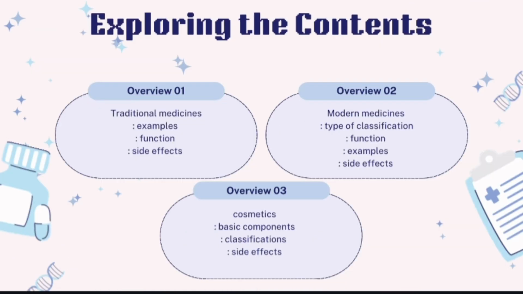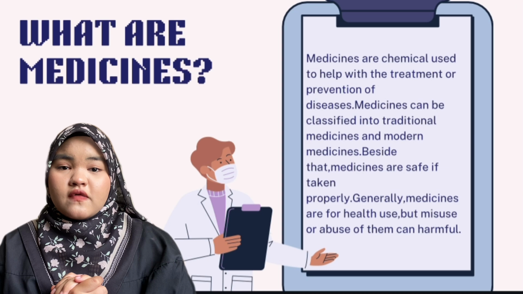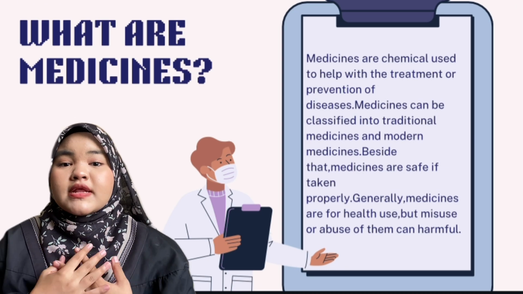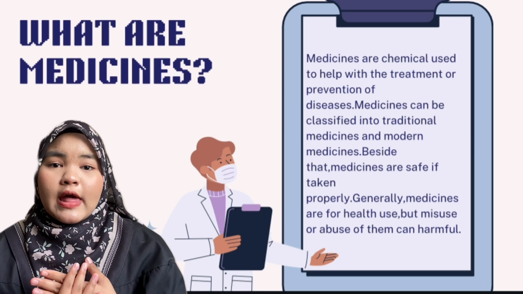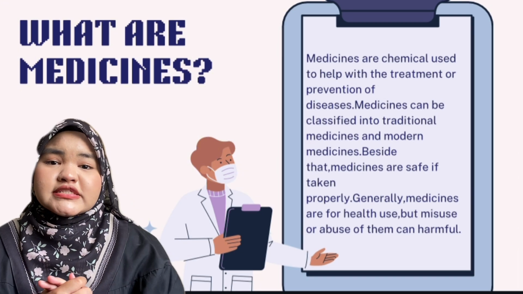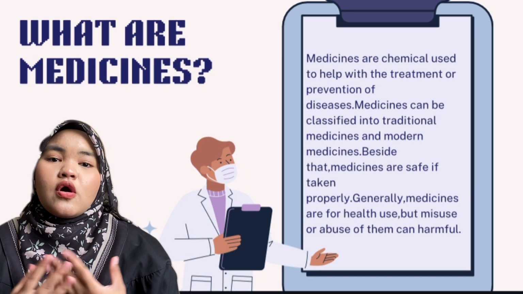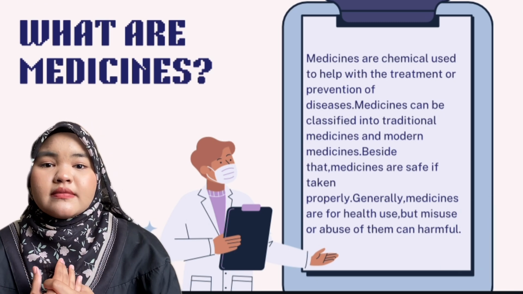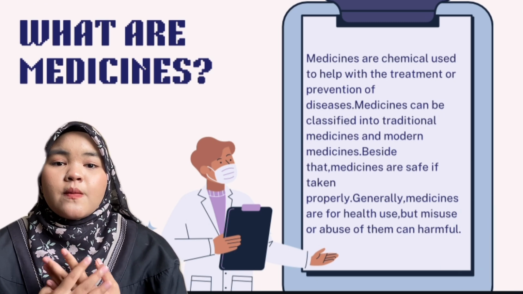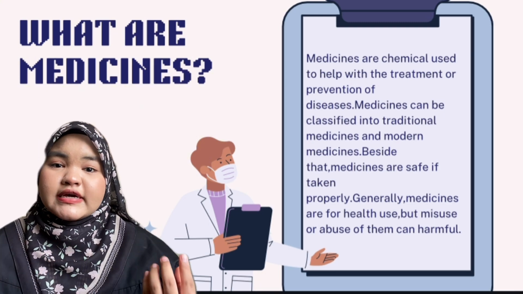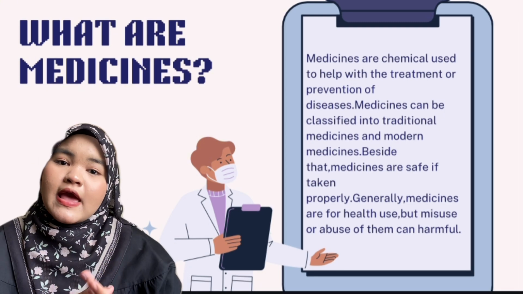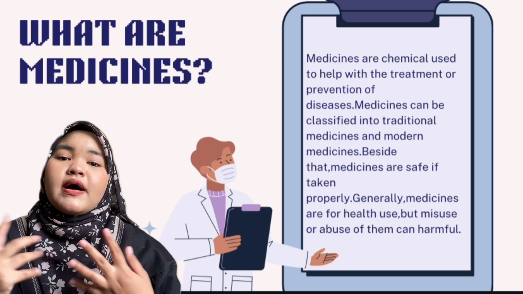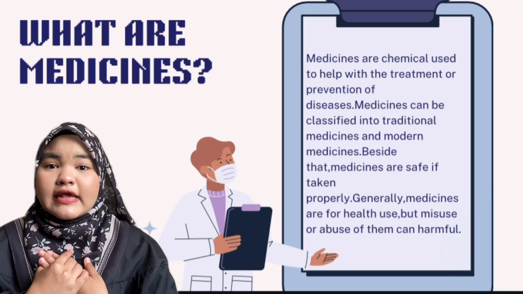Let's explore the contents overview, which has 3: traditional medicine, modern medicine, and cosmetics. First of all, what are medicine? Medicine are chemicals used to help with the treatment or prevention of disease. Medicine also can be classified into traditional medicine and modern medicine. Besides that, medicine are safe if taken properly. So generally, medicine are for health use, but misuse or abuse of them can be harmful.